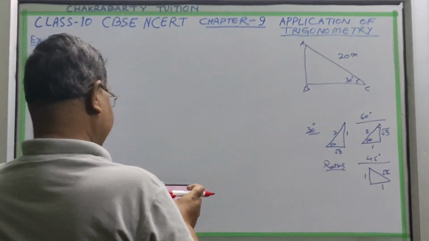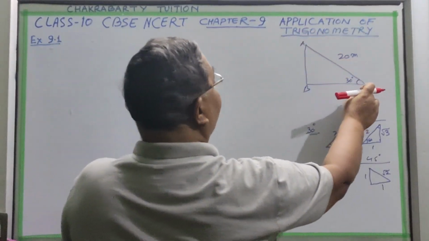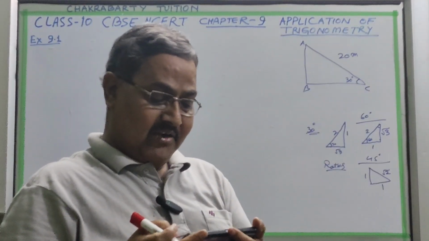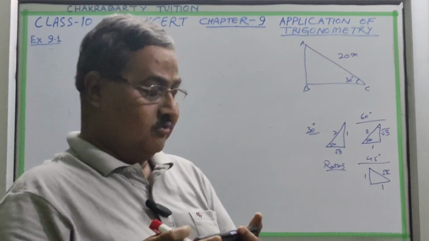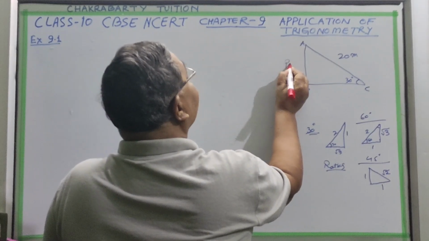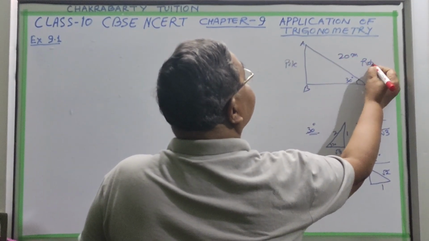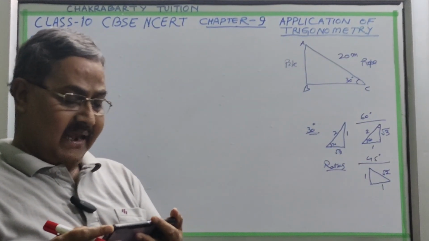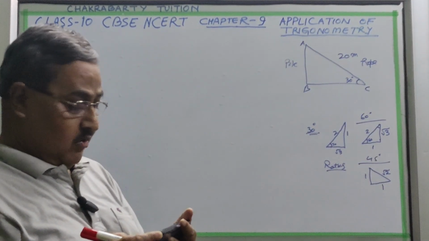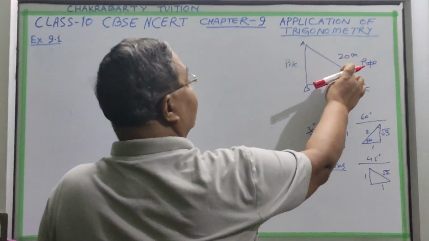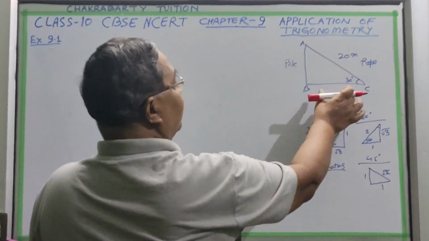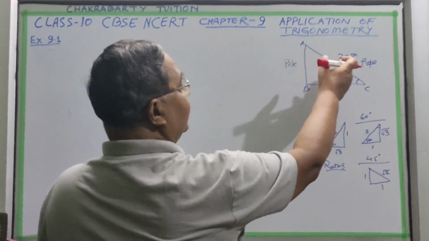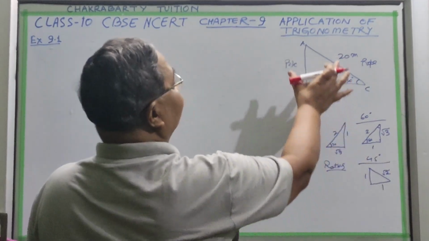So here in the question, there is a 20 meter long rope which is tightly stretched and tied from the top of a vertical pole to the ground. This is the pole and this is the rope. Find the height of the pole if the angle made by the rope with the ground level is 30 degree. Here only two figures are given, 30 degree and this. So Pythagoras you cannot use, algebra you cannot use, and in geometry also you cannot find it. So the easiest way is trigonometry.